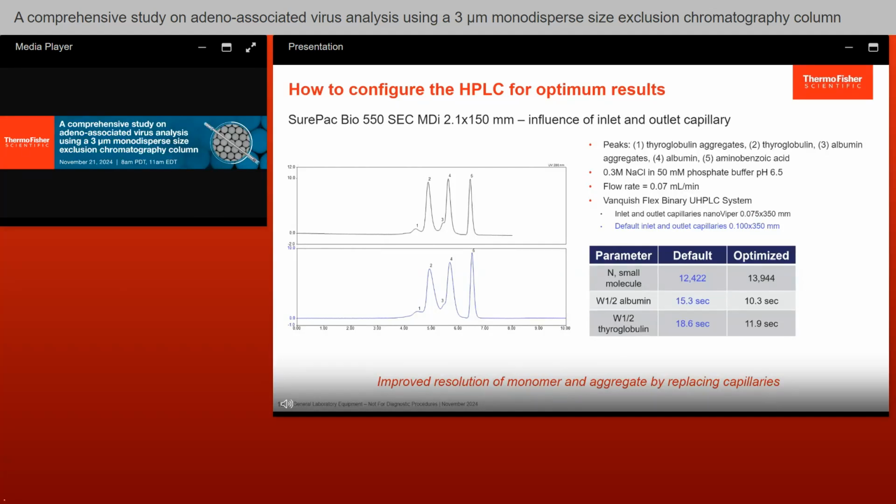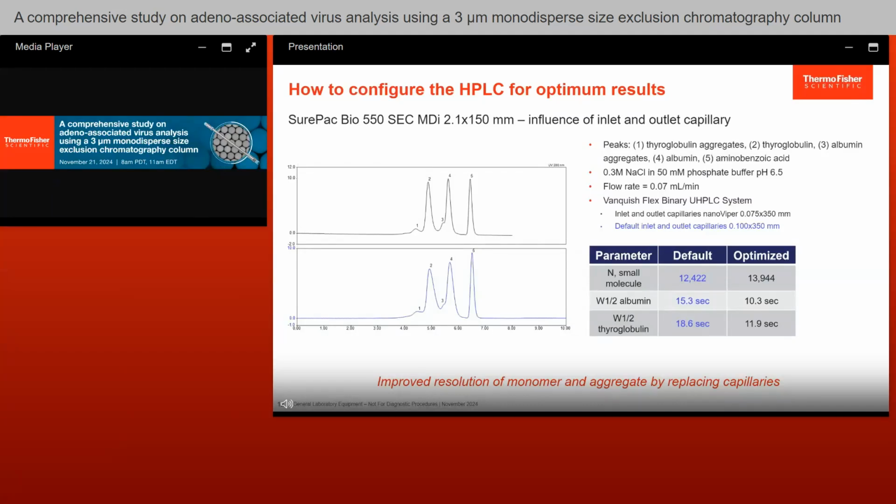Also for the peak width for albumin, which is peak number 4, you can see the peak on the black trace is significantly sharper than the bottom one, and we also have better resolution for the albumin aggregates, peak number 3. If we look at the data here, we actually have the peak sharper by 30% just by replacing the tubing ID with a thinner one.